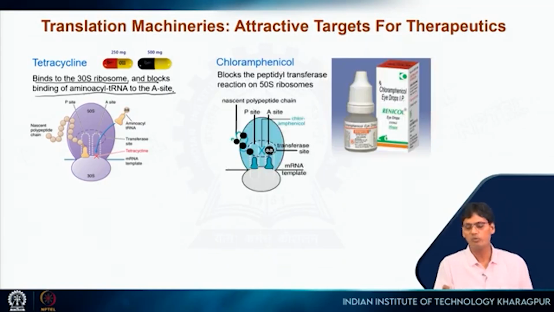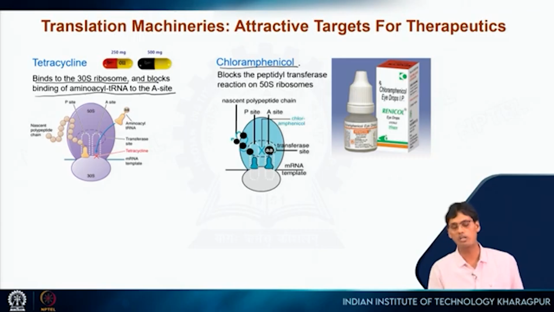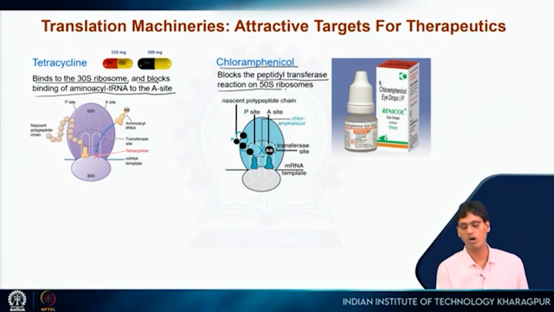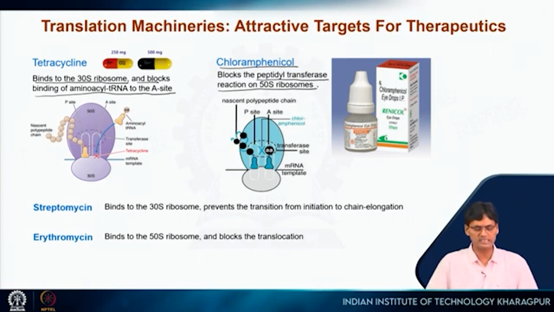We have more examples, like chloramphenicol, which is present in many eye drops. That also prevents the peptidyl transferase reaction, that means peptide bond formation on the 50S ribosome. And then streptomycin and erythromycin are some other examples of antibiotics. There are many more, but they block different stages of the translation process.